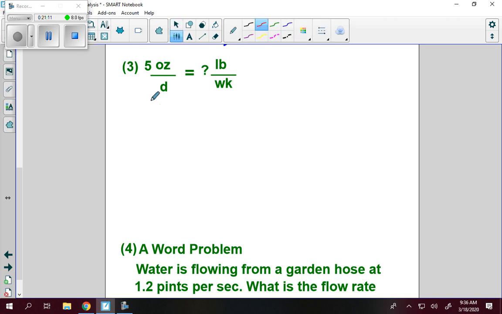All right, so I'm going to take 5 ounces per day. And times it, I want to get ounces to pounds. So I'm going to put ounces in the bottom. And then from ounces to pounds, I know that there are 16 ounces in a pound. So when I cancel my ounces, I'm left with pounds. And if I were to stop now, it would be pounds per day. But I need it to be pounds per week.